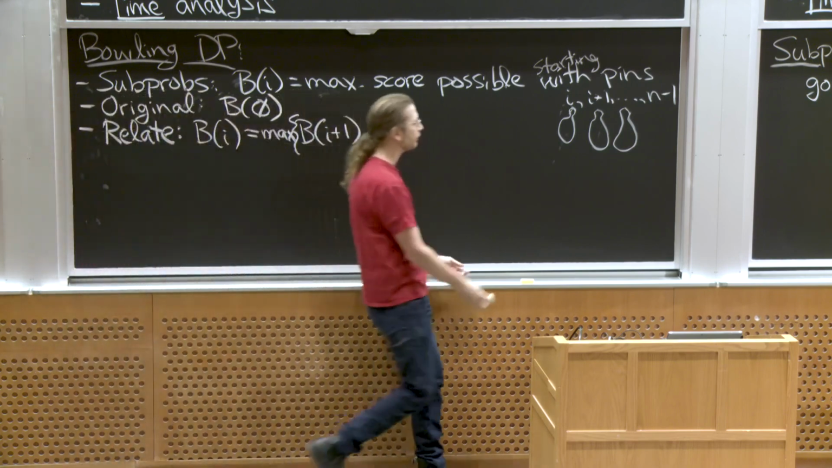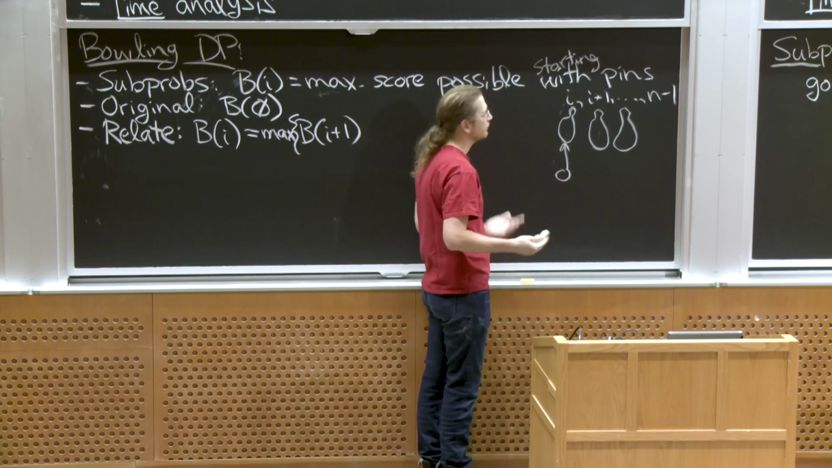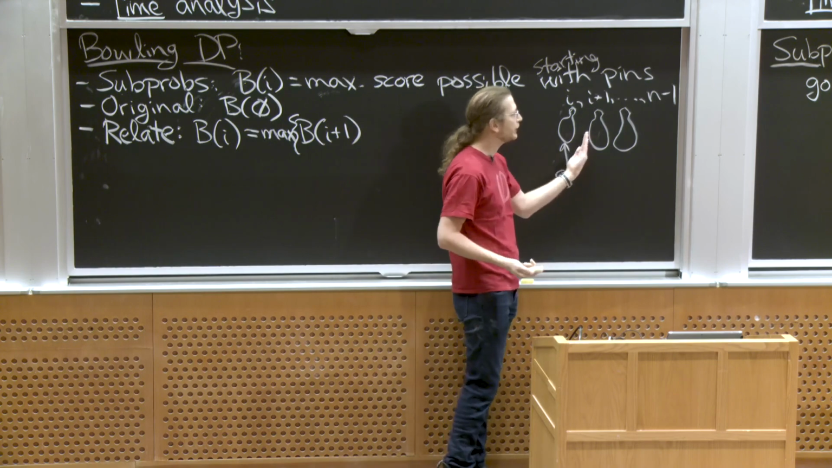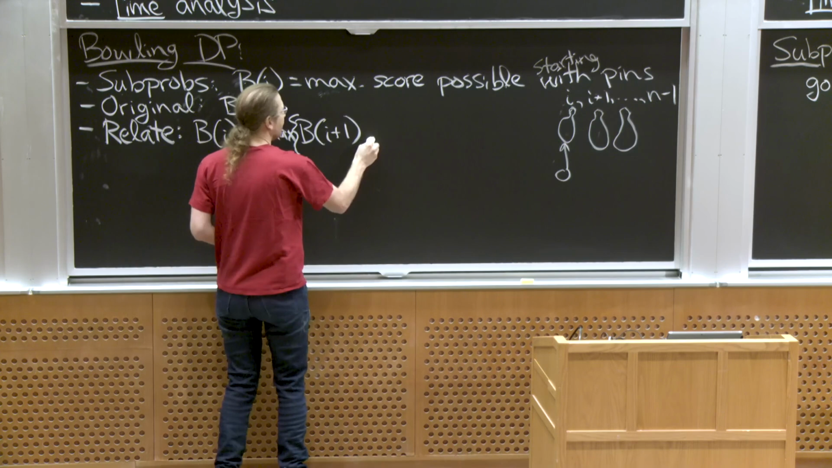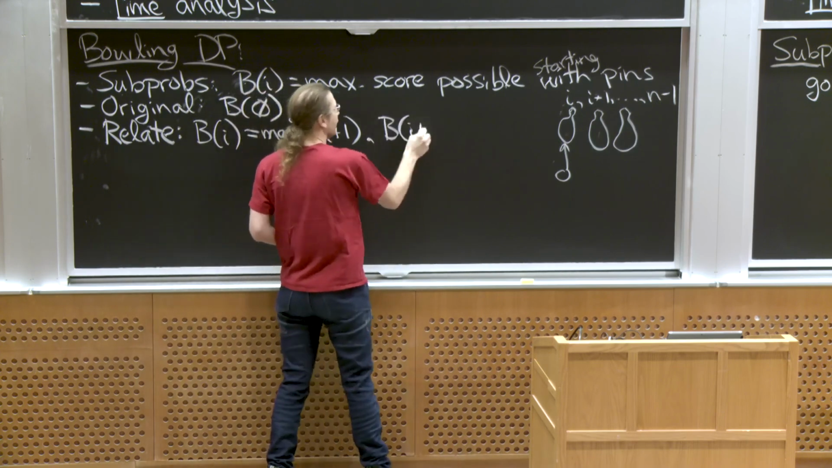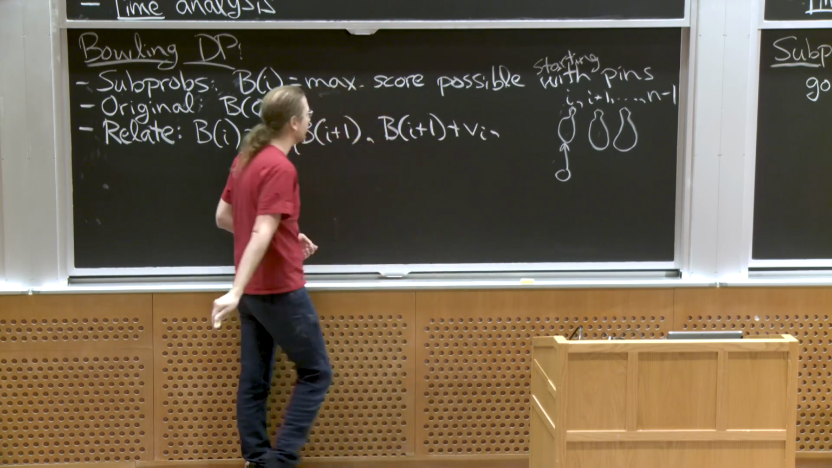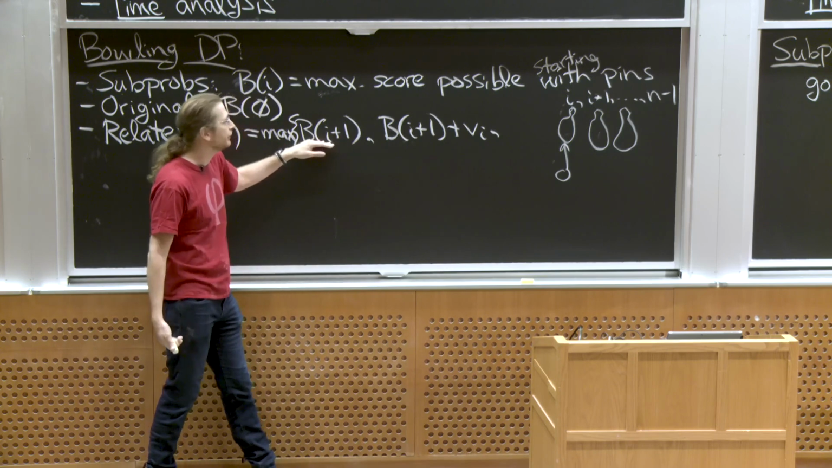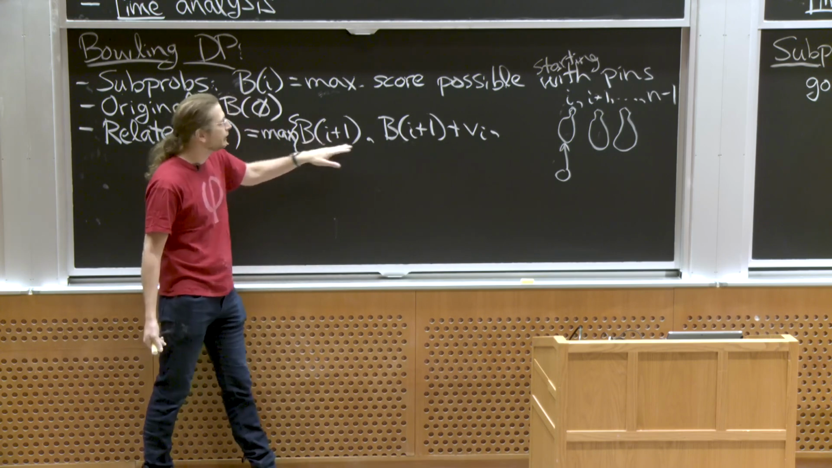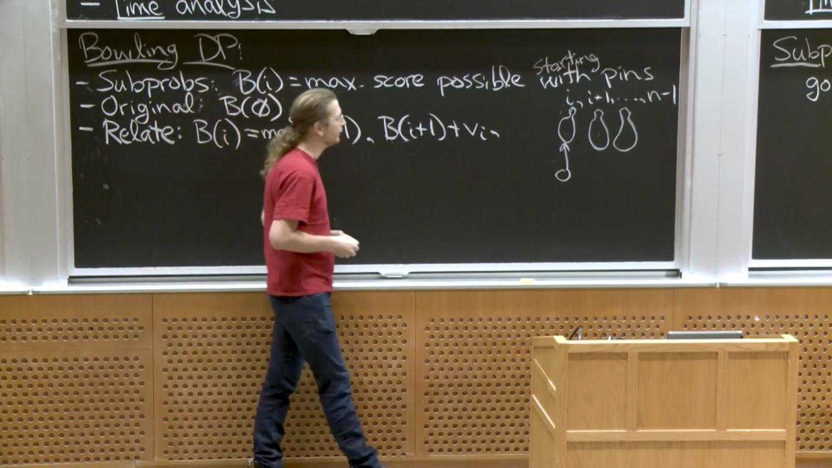Another option is I throw a ball and I exactly hit pin I. That's a thing I could do, and it would leave exactly the same remainder. So another option is B of I plus 1 plus VI. Why would I prefer this over this? Well, if VI is negative, I'd prefer this. But if VI is positive, I'd actually prefer this over that. So you can figure out which is better just locally.